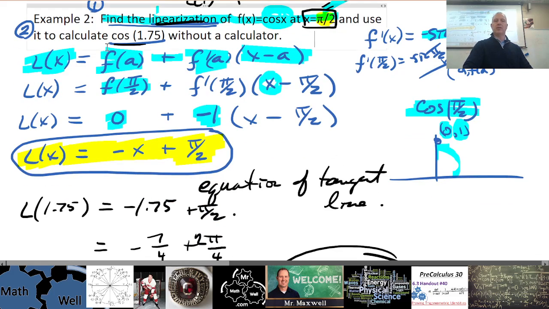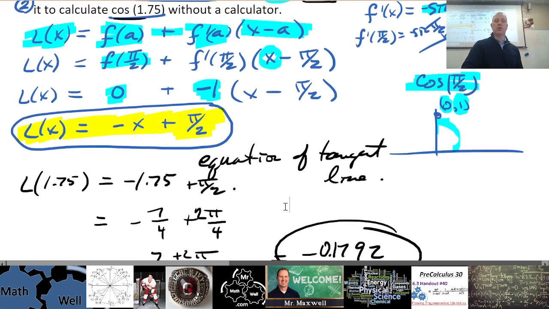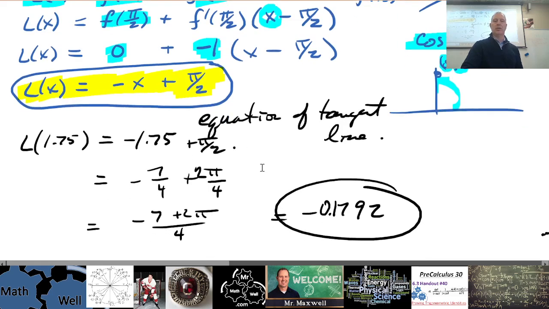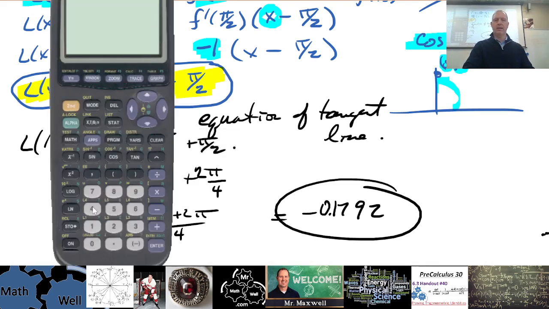So using the linearization to calculate cos of 1.75, I simply put 1.75 in for x now that I have my equation. The approximation of cos of 1.75 is negative (1.75 minus pi over 2), and there you go. You could write your answer like this, and you could probably leave your answer like that on the AP exam, but simplified to 4 decimal places it is negative 0.1792.